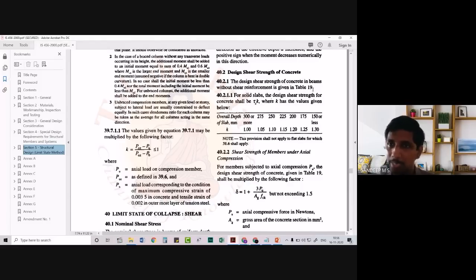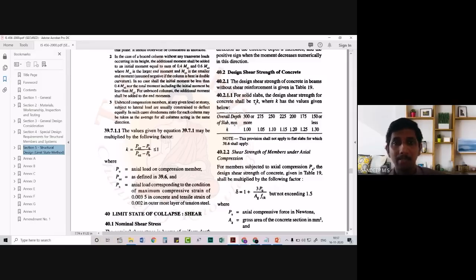So based on table 19, we have calculated the value of tau c. Now it is mentioned in 40.2.1.1 that for solid slabs, the design shear strength of concrete shall be tau c times k, a factor multiplied by tau c, where k has the value given below. So based on the depth of the slab, they have provided different values for k.